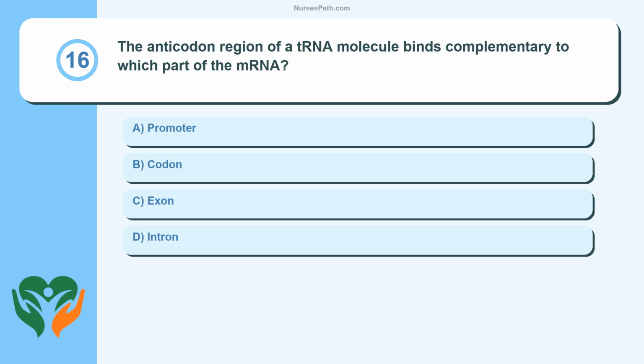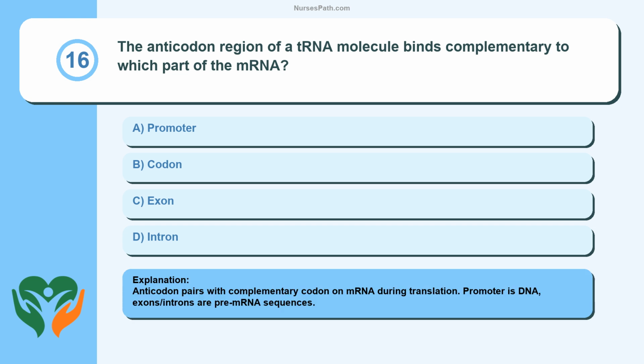Question 16. The anticodon region of a tRNA molecule binds complementary to which part of the mRNA? Promoter. Codon. Exon. Intron. The anticodon pairs with the complementary codon on mRNA during translation. The promoter is DNA; exons and introns are pre-mRNA sequences.